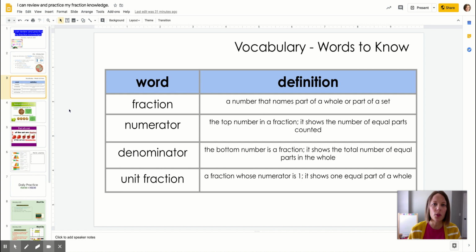And then we also are going to talk about unit fractions this week. A unit fraction always has a numerator, or a top number, of 1. And this shows one equal part of the whole. So in our last example of the pizza, the pepperoni pizza was 1/4, and that would be a unit fraction because my numerator is 1.